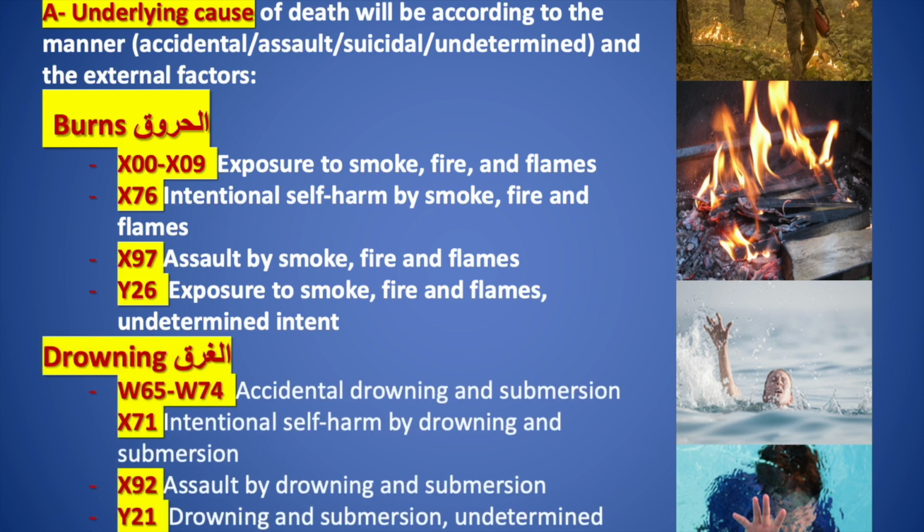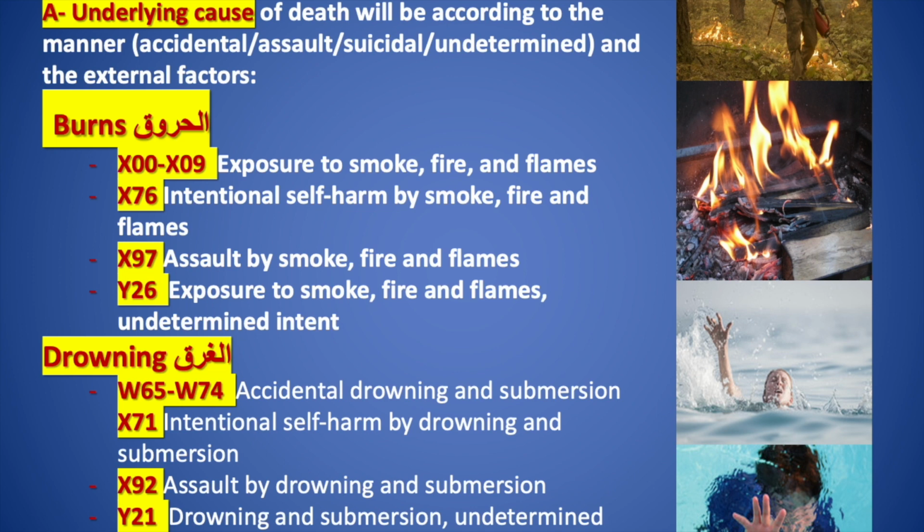Also for drowning, we will not use S and T codes, we will use W, X, and Y. W, accidental drowning and submersion; X, intentional self-harm by drowning and submersion; X92, assault by drowning and submersion; and Y21, drowning and submersion, undetermined intent.